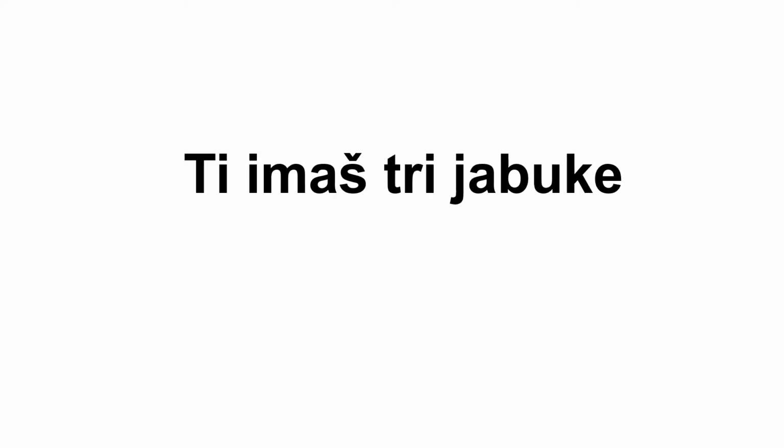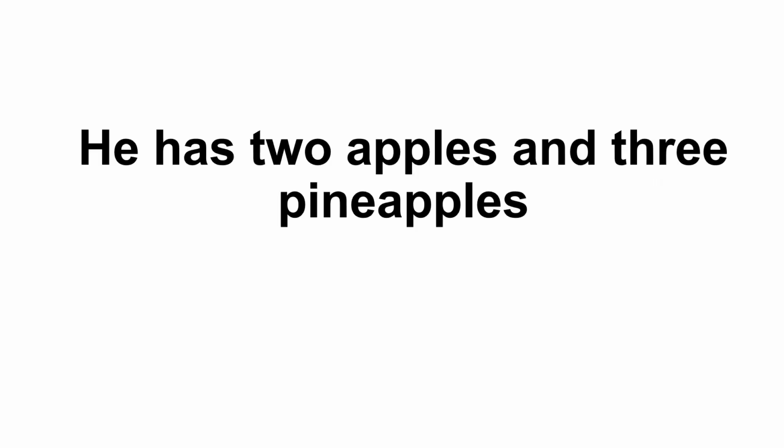Now let's see how to say you have 3 apples. Just to repeat a little bit of this verb to have. Ti imaš 3 jabuke. You can say this just like imaš 3 jabuke. As we said, we don't necessarily have to use the personal pronouns. He has. On ima. How would we say this? He has 3 apples and 3 pineapples. On ima 3 jabuke i 3 ananasa.